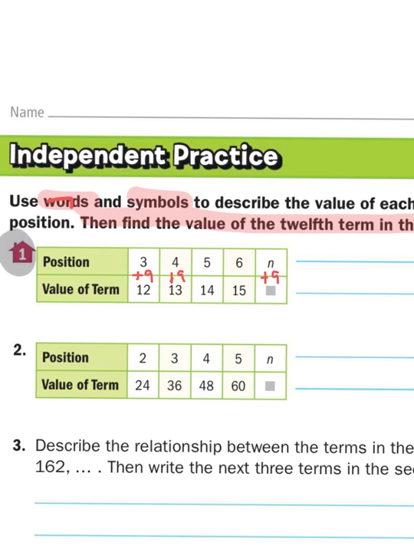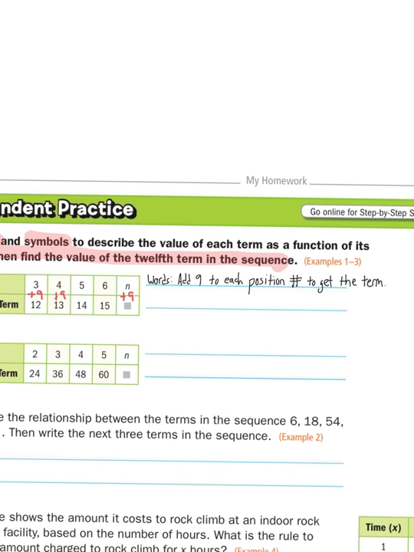So as far as words, you just have to tell me what's happening to the position number to get the term. So I'm going to say you add 9 to the position number to get the value of the term. So I'm going to write that down. Let me pause it so you don't have to watch me write. Okay, so I have the words written down. Add 9 to each position number to get the term.